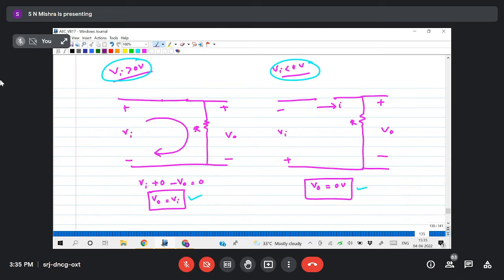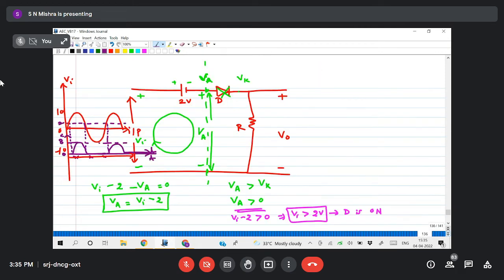Now if I replace the same thing in this condition, what will I get? Tell me the condition. Vi should be greater than how much? 2.7. 2.7 volt. Okay.